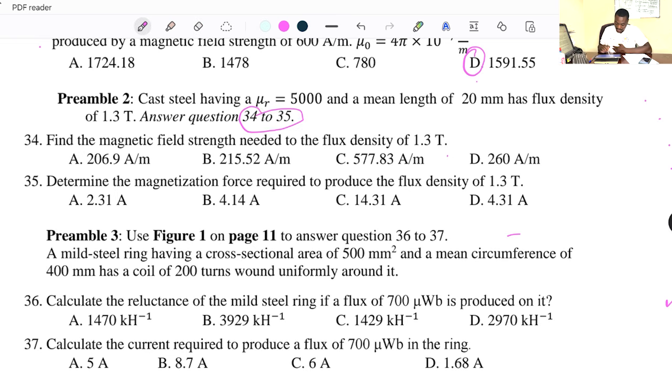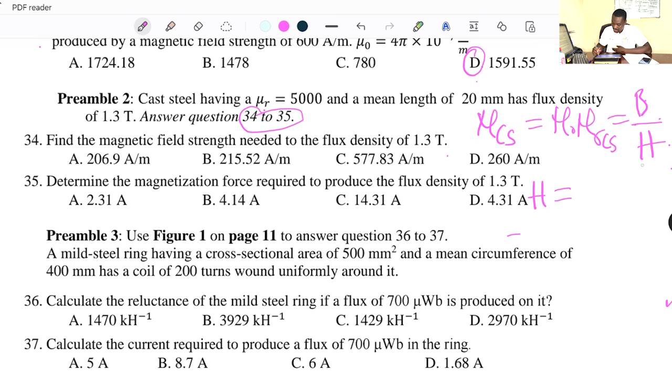So we have this here. Find the magnetic field strength needed to produce a flux of 1.3 Tesla. Again, here too, the formula: we know that the absolute permeability of cast steel is equal to the relative permeability of cast steel times the permeability of free space, which is equal to the magnetic flux density over the magnetic field strength. We are interested in the magnetic field strength, so we make it the subject.